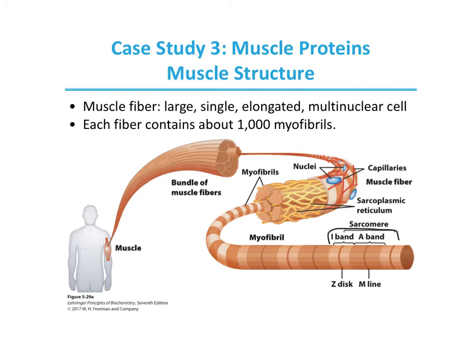The I band is the region of the bundle that in cross-section would only contain thin filaments. The A band stretches the length of the thick filament and includes the region where parallel thick and thin filaments overlap.